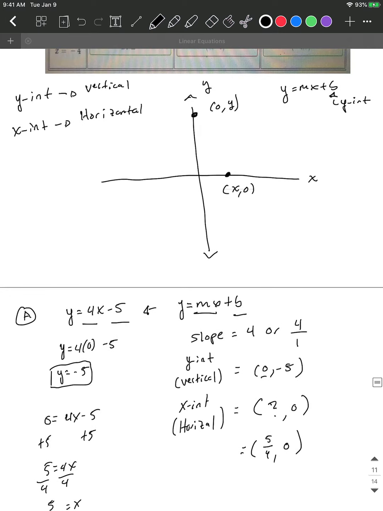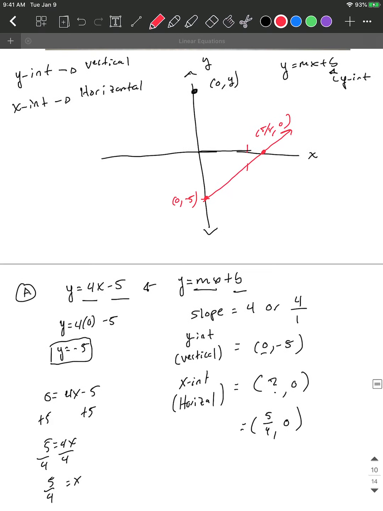If I come back to my graph, I would have a point at -5, because this is 0 comma -5. Somewhere on this graph, if this is 1, we want to ask what is 5/4? We'll see that 5/4 is just a little past that, so right around here. Now I can connect the line through these two points. So that is the horizontal intercept.